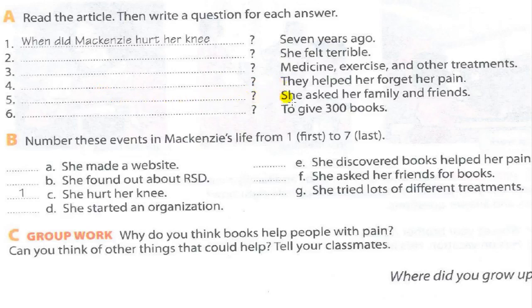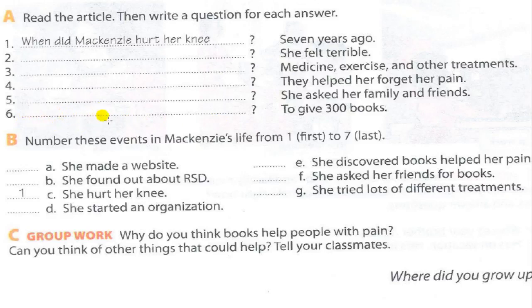5. She asked her family and friends. The question: Who did Mackenzie ask to give books? She asked her family and friends. 6. To give 300 books. What was Mackenzie's goal?